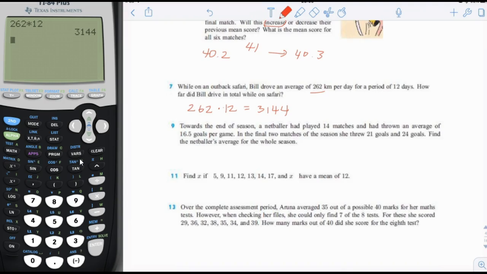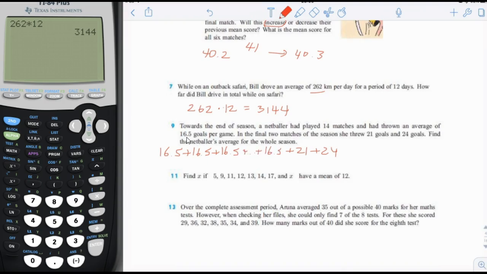To do this, I'm going to add up the results for every single match. For the last 2 matches, you have 21 and 24. For the first 14 matches, even though we don't know the exact score for each, we know that on average it was 16.5 per game. So we could pretend that each match was exactly 16.5, because we're going to get the exact same result as if we had the exact scores.